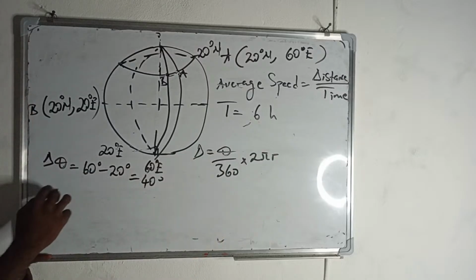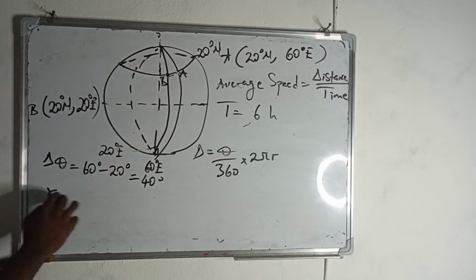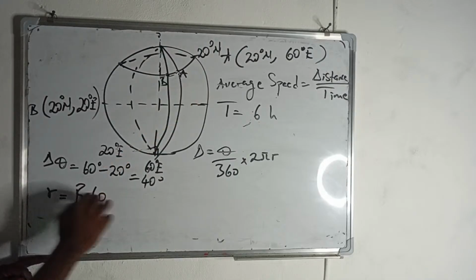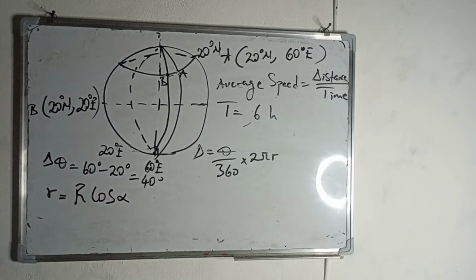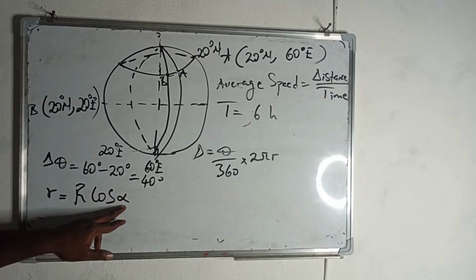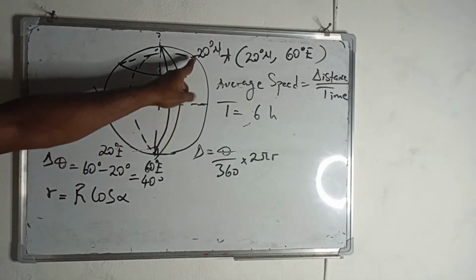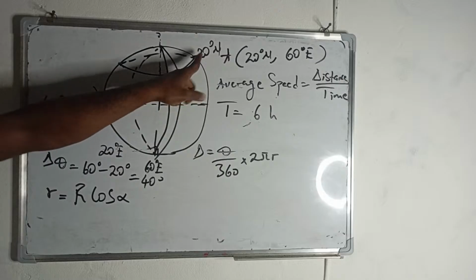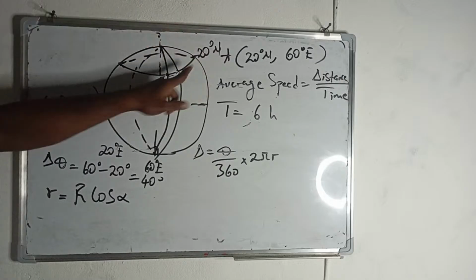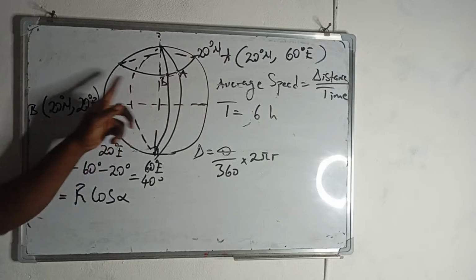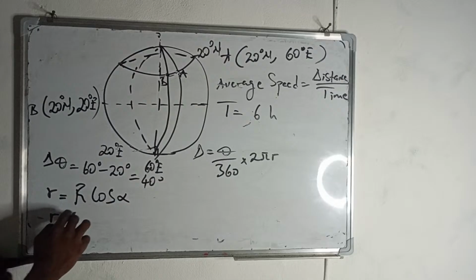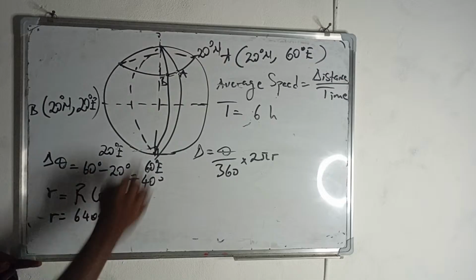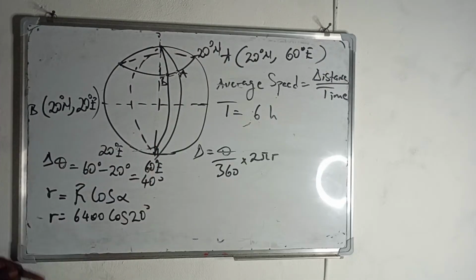Remember, our r here, which is the small r, is equal to big R cos alpha. Now, this alpha is the angle of the latitude. Remember, the pilot is moving along the 20 degree latitude. So this is the angle of the latitude, which is 20 degrees. Therefore, our small r is equal to, big R already is 6,400, cos 20 degrees.